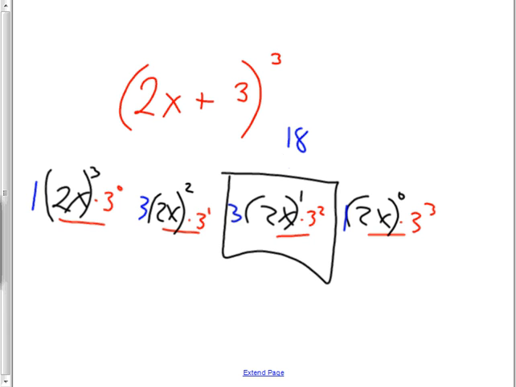18 times 3 is 30. Yeah, you're right. 8 times 3 is 24. I was trying to do it in my head. 54. Okay, who had 54 for your answer? Okay, good. Sorry about that.